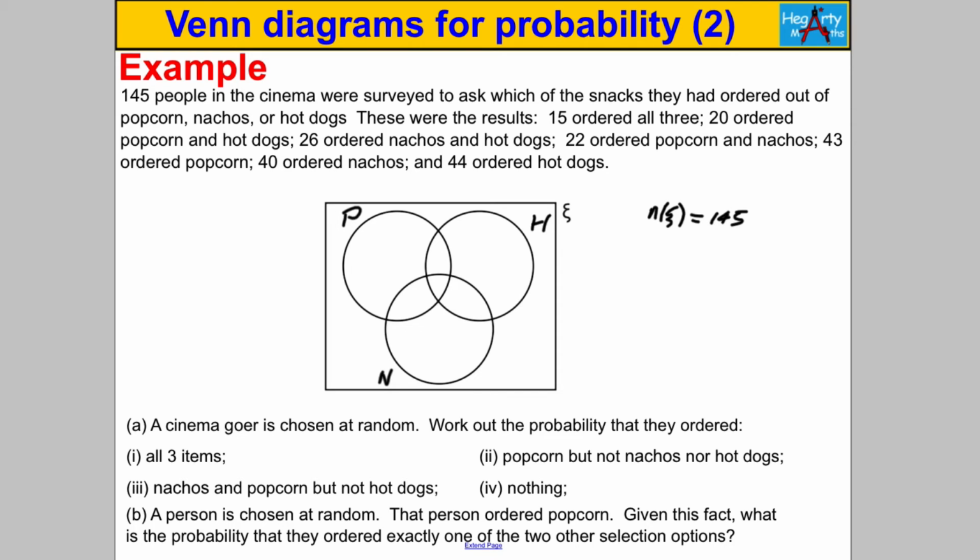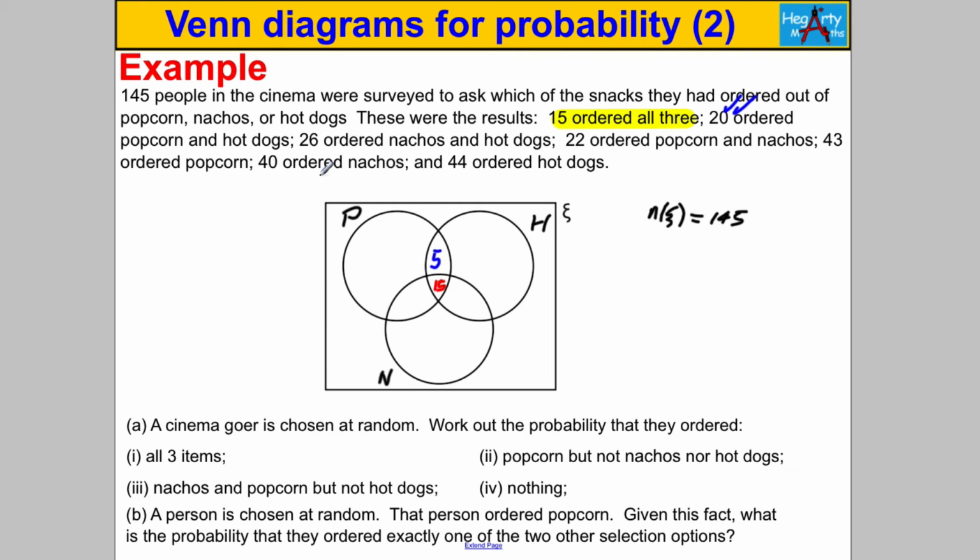And let's try and go through our facts. The first key fact we're told is 15 order all three. So 15 can go in this section here. We're then told 20 ordered popcorn and hot dogs. So popcorn and hot dogs, there should be 20 people in this overlap. There are already 15 people here. We do 20 subtract 15 to get that 5 people must be here. And we've used that fact.